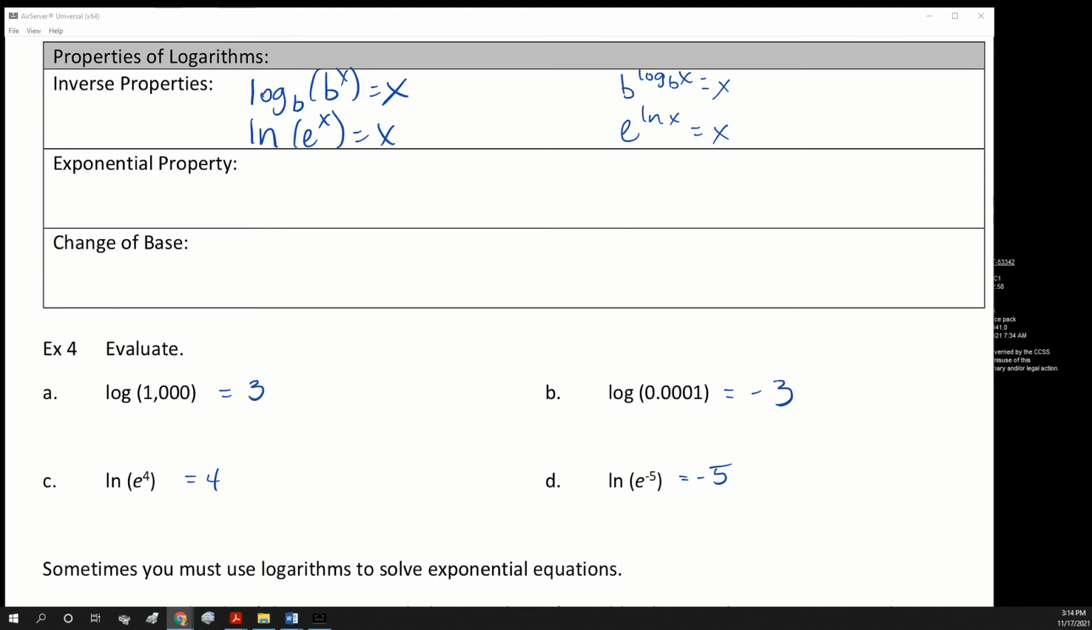All right, so this is the second day on logarithmic functions, and today we're going to be solving logarithmic equations, and then we're also going to use the change of base formula to rewrite with a different base.